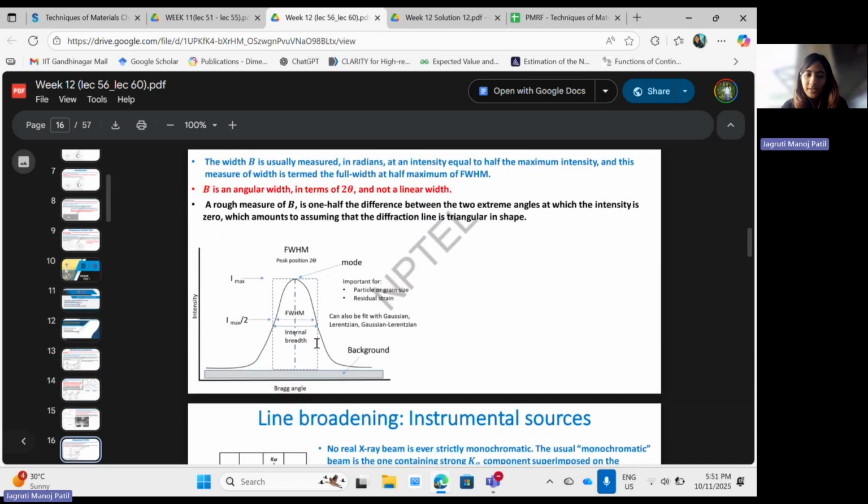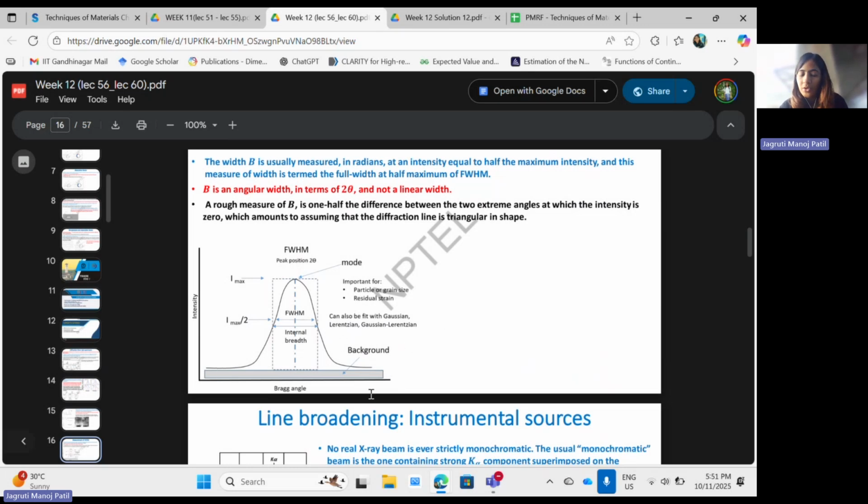Now, how do you compute a full width half maxima? It is similar to your maximum intensity, where it decreases by half of it. That's your integral breadth, and it's usually a function of your Bragg angle. This is the maximum value where your intensity curve peaks. It's important for grain size and particle size calculation as well as the residual strain that you're trying to find. And it can also be fitted to a Gaussian or Gaussian-Lorentzian function.